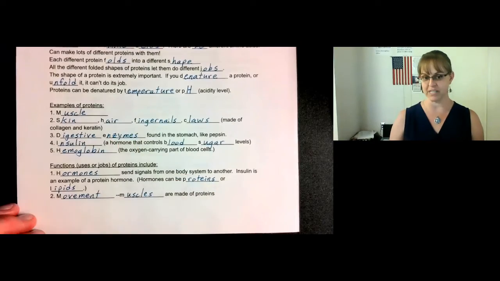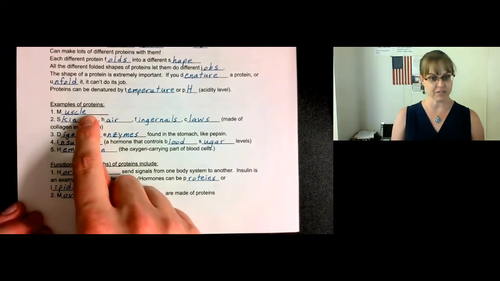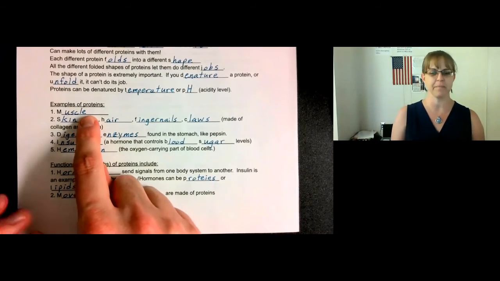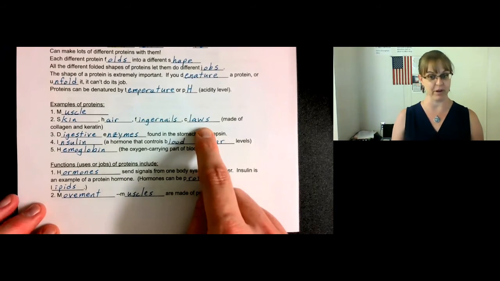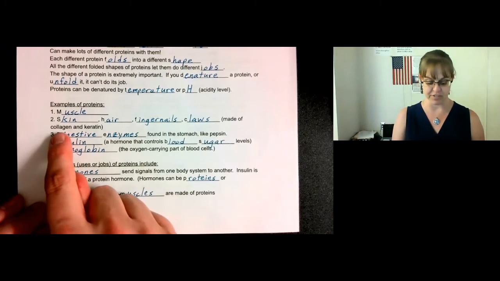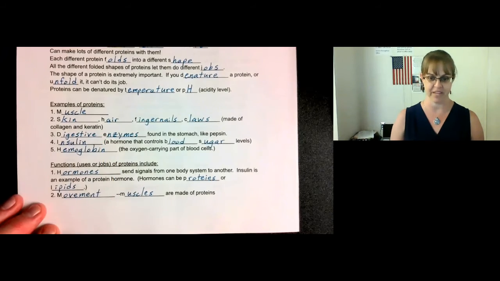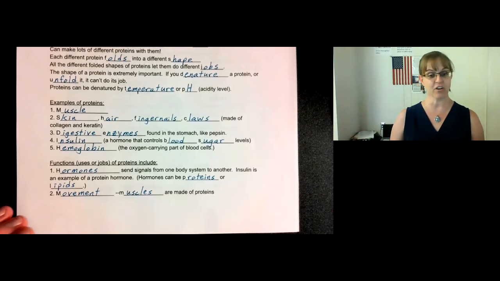So, here are some more examples of proteins. Your muscles are made of protein, of course. Skin, hair, fingernails, and claws are all made of proteins, specifically the proteins collagen and keratin. Digestive enzymes are a type of protein that are found in your stomach, like pepsin, and there are even digestive enzymes in your saliva. And those also begin the process of breaking down your food.